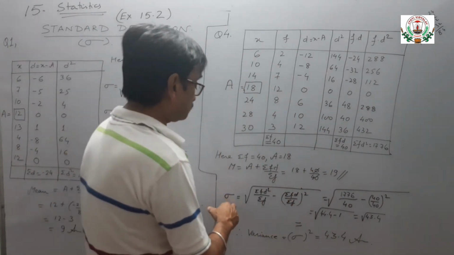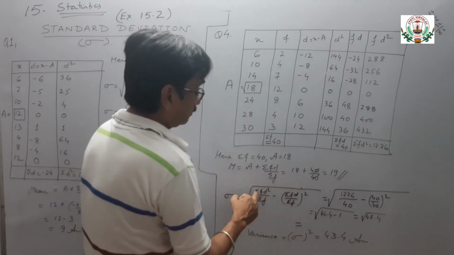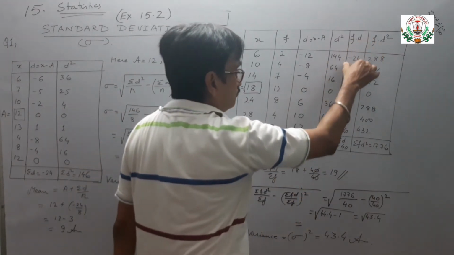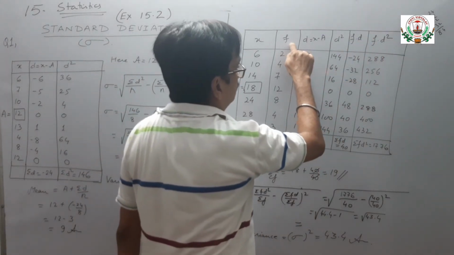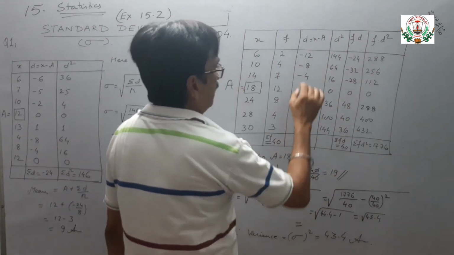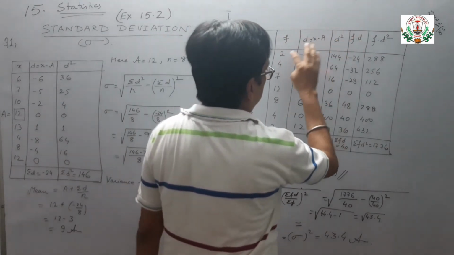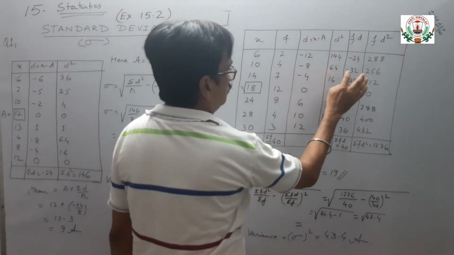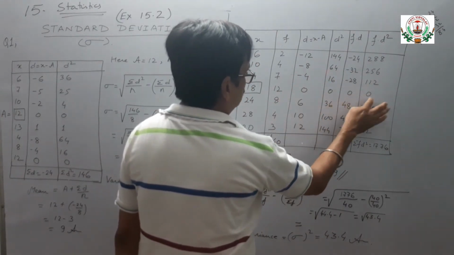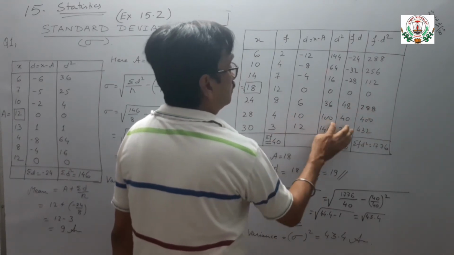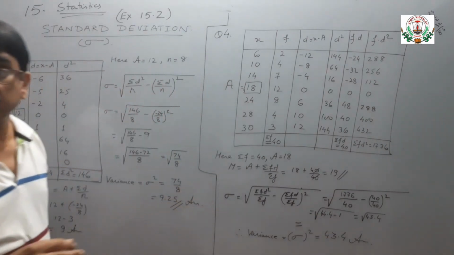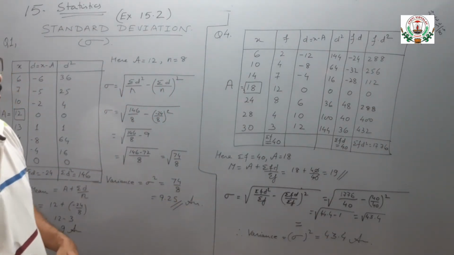For calculating the standard deviation, we have to find out fd square and summation of fd. Summation of fd we calculate by multiplying f with d, each corresponding value, and then f into d square: 2 into 144, 288, 4 into 64, 256, 7 into 16, 112, 12 into 0, 0, 8 into 36, 288, 4 into 100, 400, 3 into 144, 432, and add up. Be careful when you add the columns.